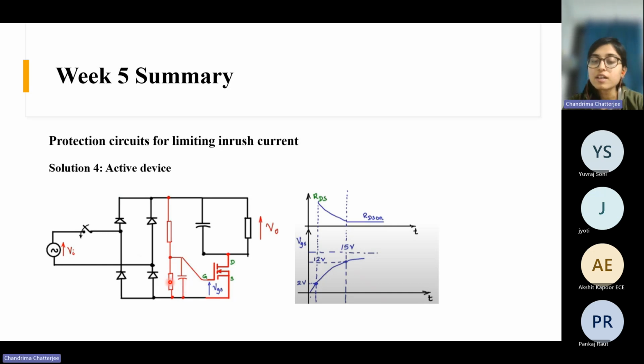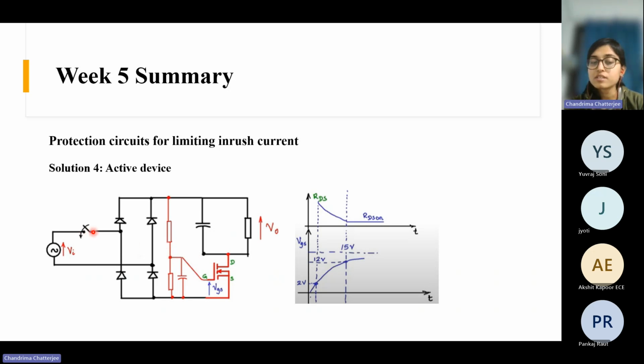Initially, our only concern is that we need to restrict the inrush current. Afterwards, when it reaches the steady state, it is okay. There is no problem. Only in the initial phase do we need to restrict the current. Initially, when you are closing the switch, there is no voltage across the capacitor here, and there is no voltage here, right?